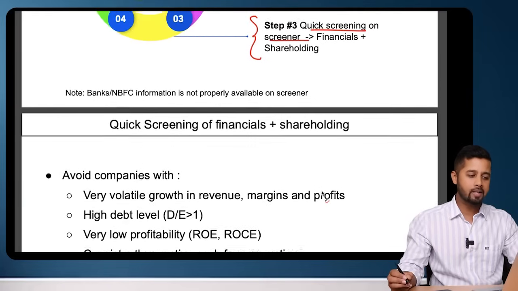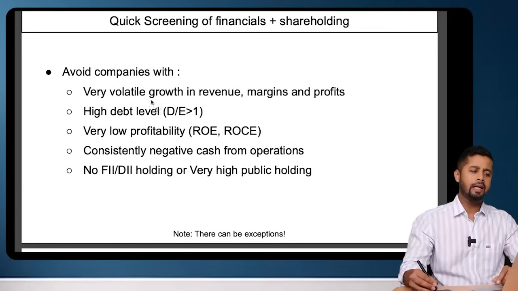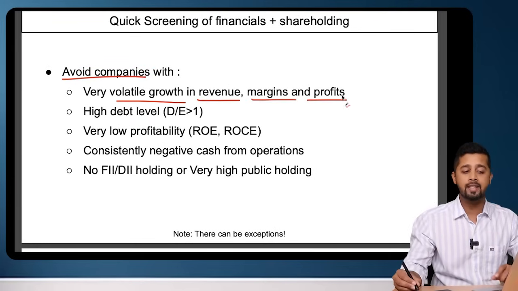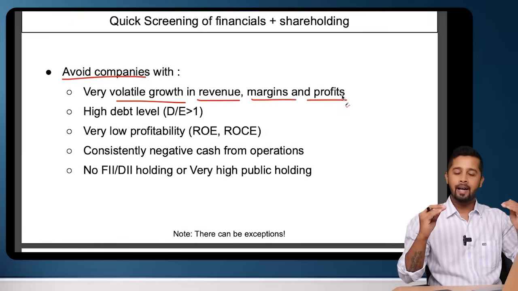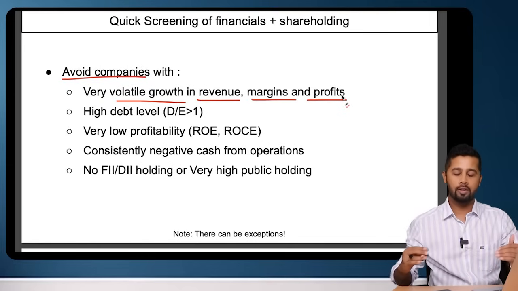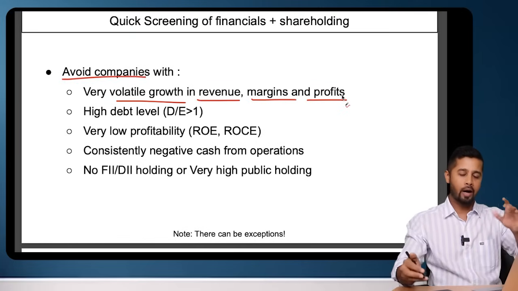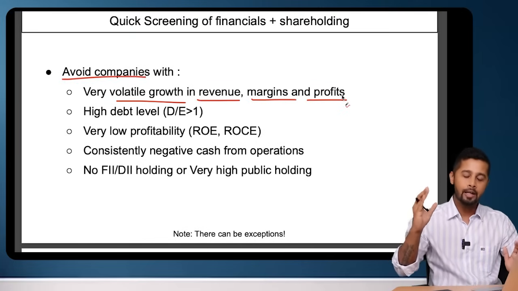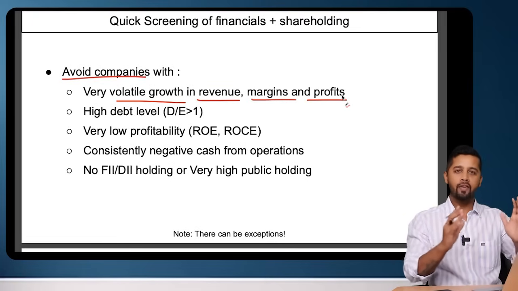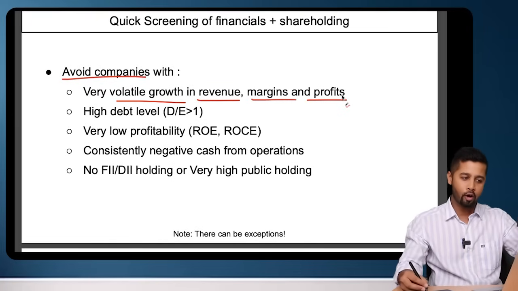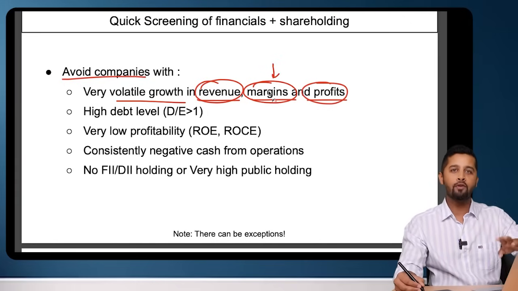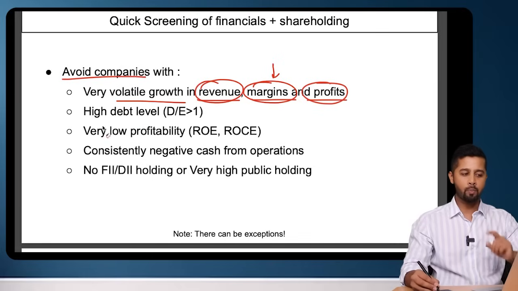And what are some of the parameters? The parameters are very simple. I avoid companies that have got very volatile growth in revenue, margins, and profit. So I don't like companies that are today here and then tomorrow go up, then next day go down. Day in the sense quarter or year, right? So I like companies that are growing consistently. Of course, there can be exceptions here and there, but ultimately the idea is to identify companies that have a consistent growth across revenue, margins, and profit. I also don't like companies that have a very volatile margin. Right? So that is point number one.